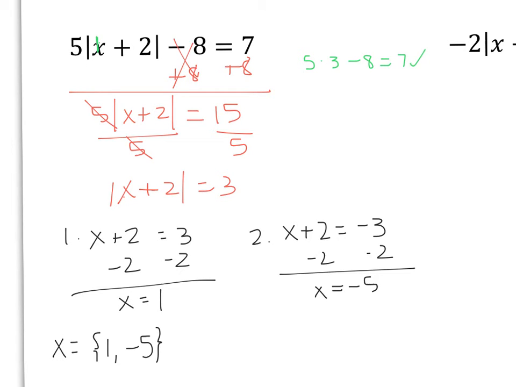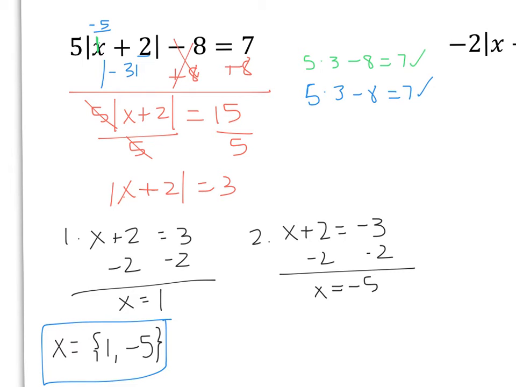If I try the next one, if I plug in negative 5 here, negative 5 plus 2 is negative 3, but the absolute value of negative 3 is 3. So again, I get 5 times 3 is 15 minus 8 equals 7. So we know that we're correct when we get 1 and negative 5.